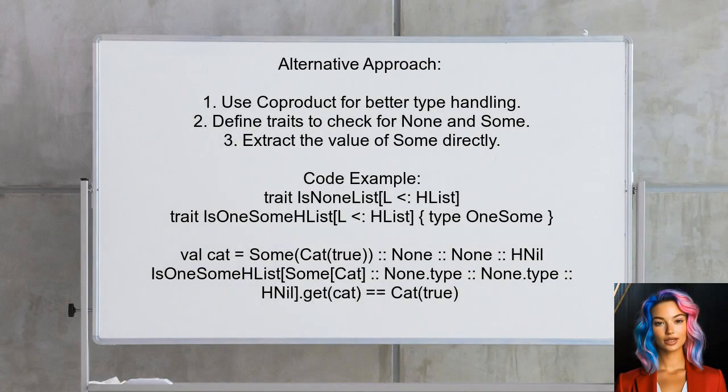This user suggests that to find an instance of sum in an HList of options, you should use a coproduct type instead of an HList. This allows the compiler to understand the structure better. They explain that you can define traits to check if an HList contains only none values, and another trait to identify an HList with exactly one sum. This way, you can extract the value of the sum directly.